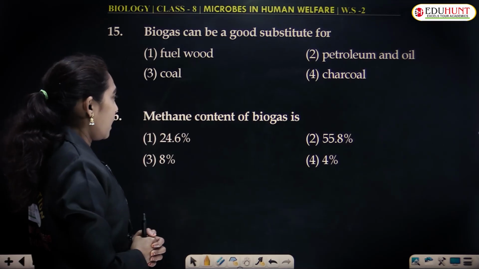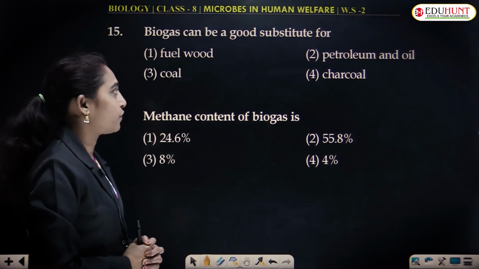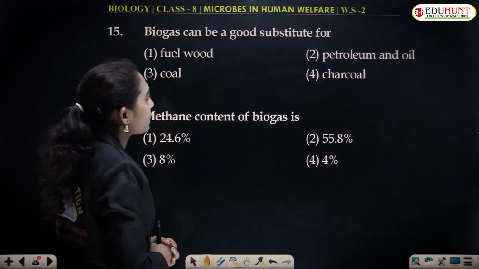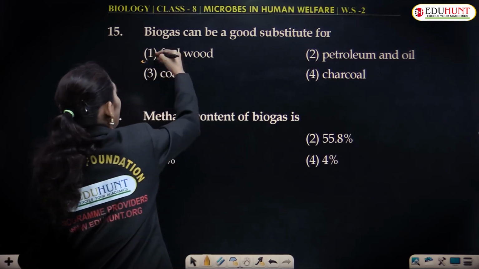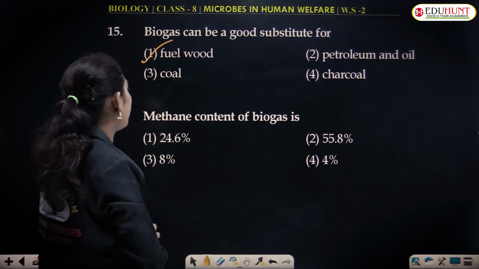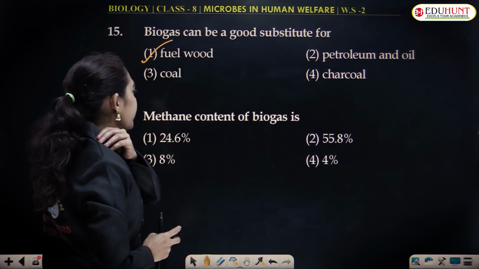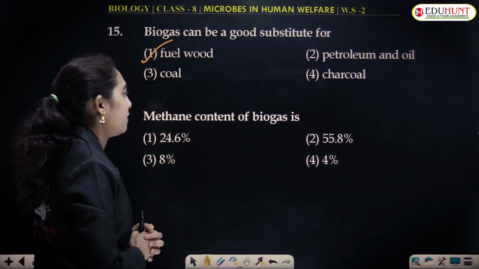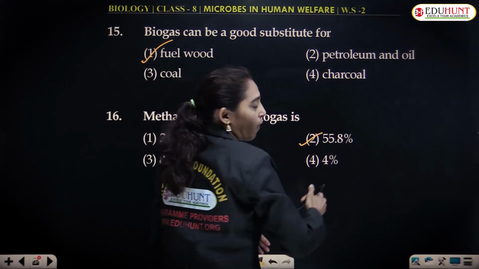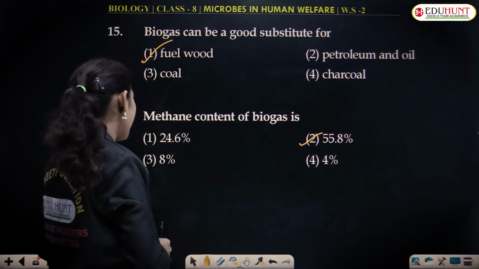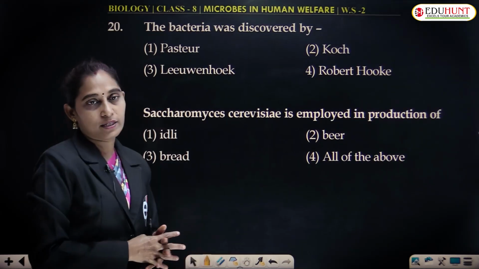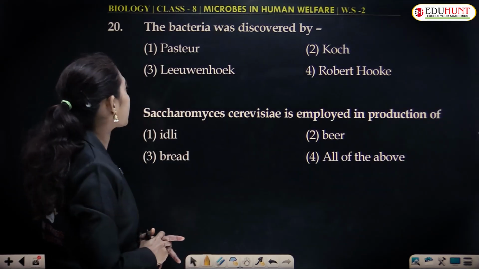Biogas can be a good substitute for fuel wood. Yes, it is a good substitute for fuel wood. We use it for cooking. Methane content of biogas is nearly 55.8% in the biogas. Methane content in the biogas is almost 60%.